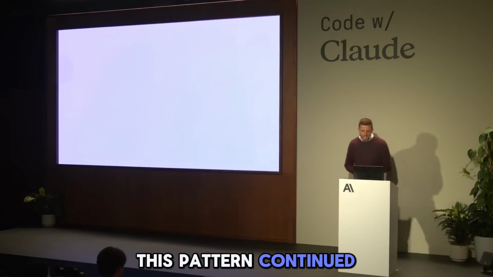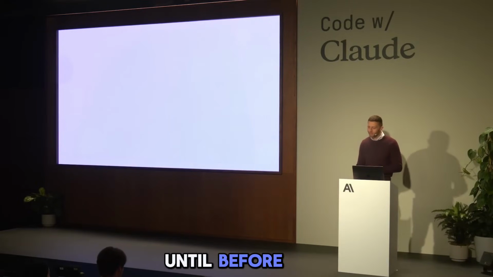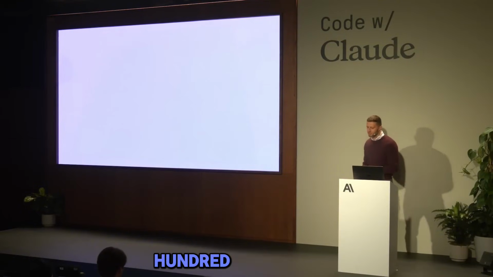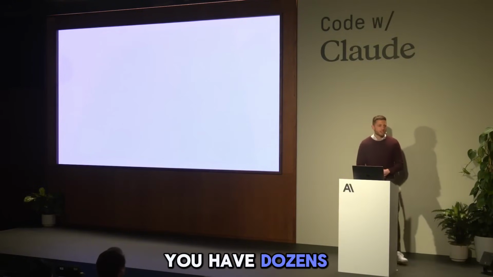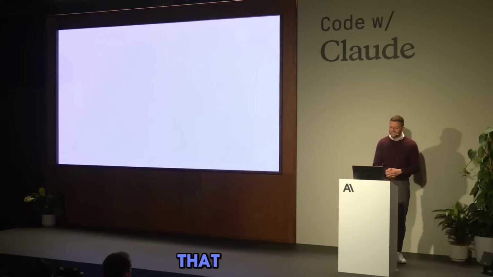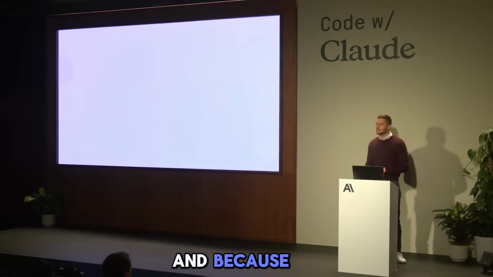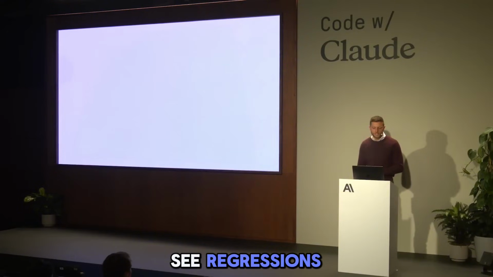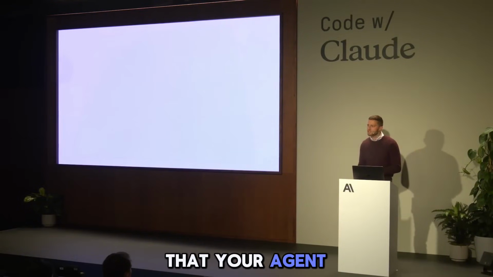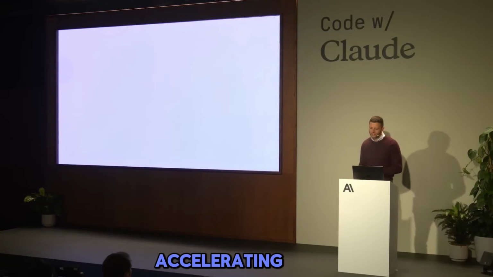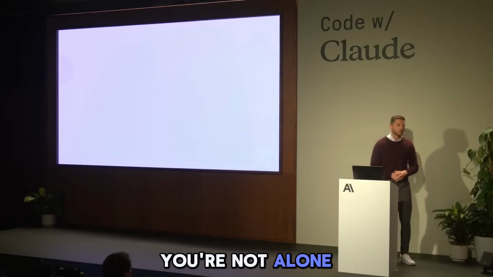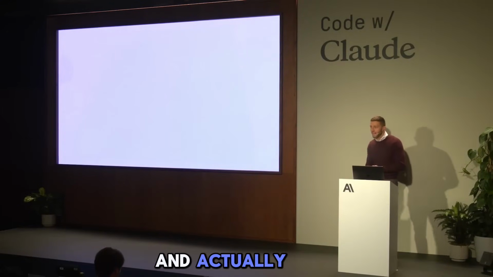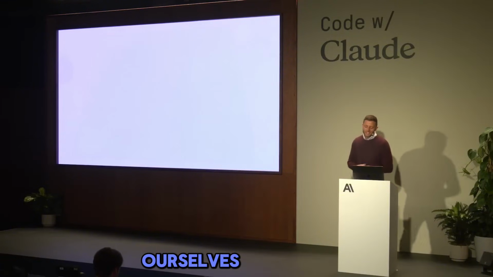This pattern continued and continued until before you know it, your system prompt had grown to become several hundred lines long. You have dozens of tools and sub-agents that exist for your agent. And because of the complexity, you've started to see regressions in the areas that your agent was previously accelerating in. So if this is you, you're not alone. We see this type of scenario happen pretty commonly with customers and actually with ourselves included in that.